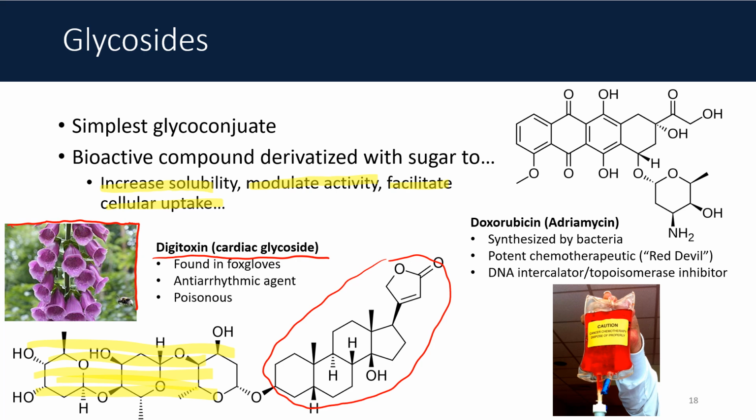The animal that eats the flower is going to be tricked into thinking that, oh, there's sugars in this meal. The cell picks up the sugars, and what's attached to the sugar? Poison. In controlled prescribed doses, digitoxin can also be an antiarrhythmic agent.